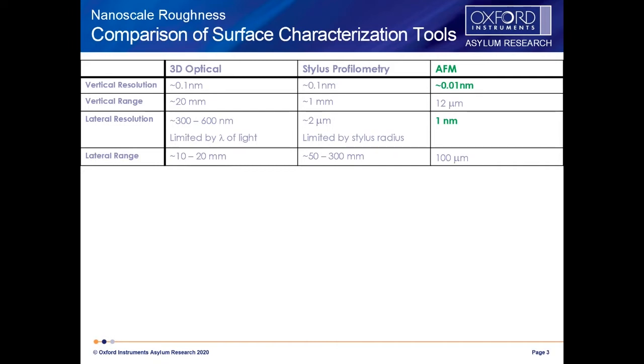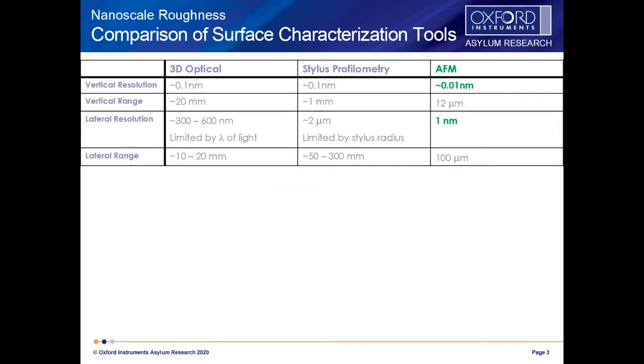The way AFMs work is you scan on the surface line by line in a raster pattern. And as you scan the surface, the sharp AFM tip is able to track the surface roughness and you get an image of the surface profile. So when you compare the vertical resolution, AFM is often an order of magnitude better than any other technique that is out there.